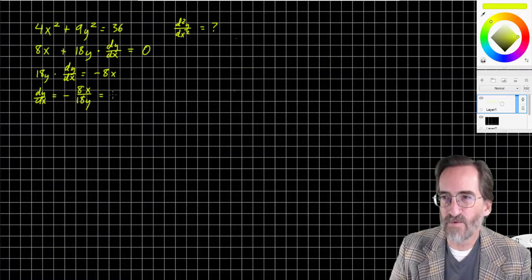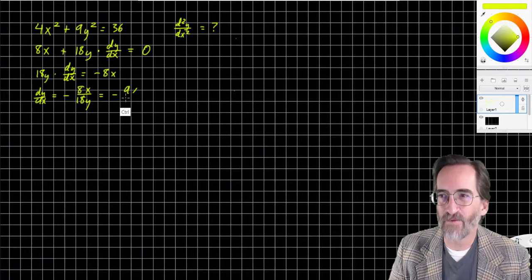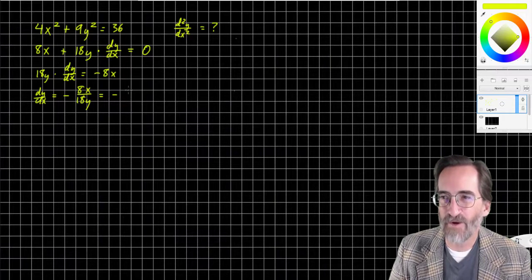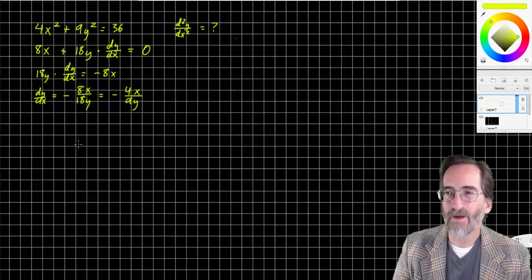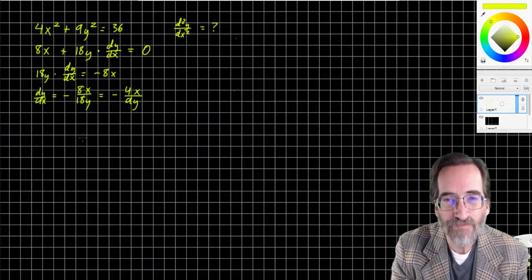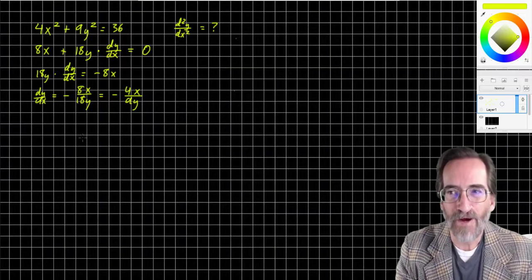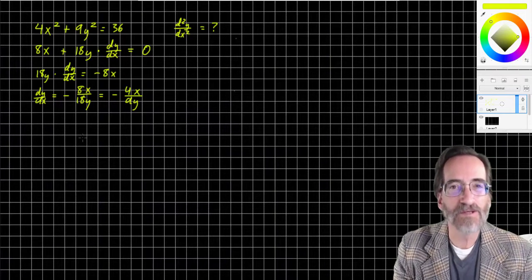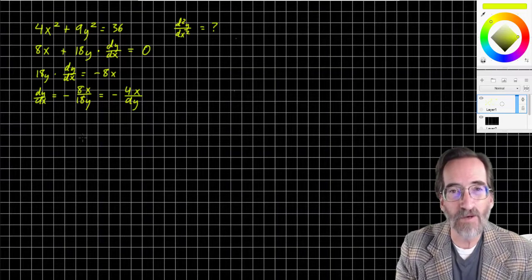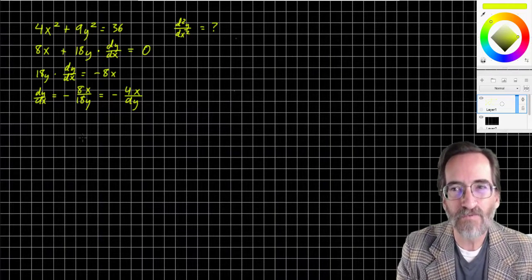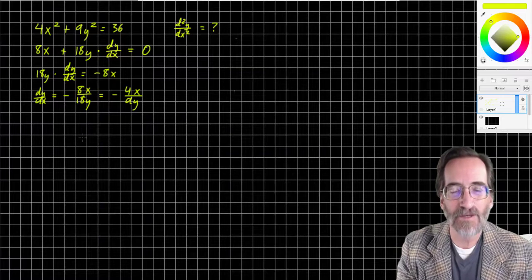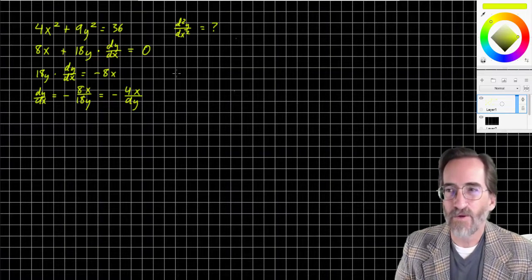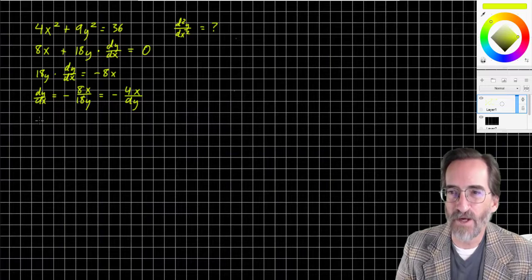Reduce by 2, negative 4x over 9y. There we go. Okay, so there's our first derivative. We found the first derivative by implicitly differentiating and then solving for dy dx. Now we're going to take the derivative of dy dx. And so it's necessary for me to use the quotient rule, so let's use that here.